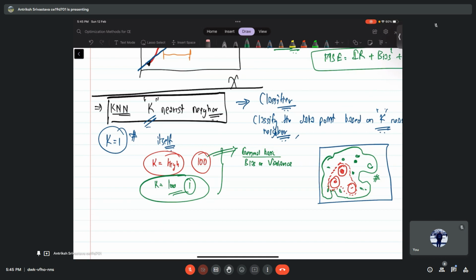A simple model doesn't overfit, right? So a model which doesn't overfit, what will it have? It will have high bias. Is it clear?